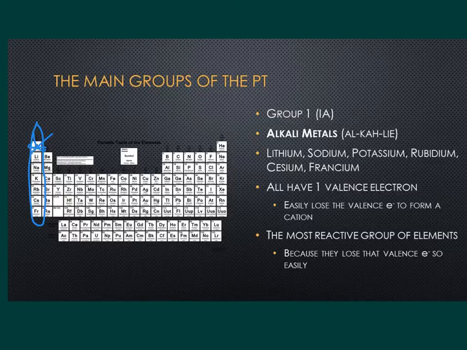Is it easier to go out and gain 7 electrons, or is it easier to just get rid of 1 electron? The answer is it's easier to get rid of 1. So these very easily lose that 1 valence electron. Remember, if you lose an electron, it's backwards world, you're becoming positive, a cation, so they form a 1 plus cation. Because they lose that electron so very easily, these are the most reactive group of elements on the periodic table. That makes them also one of the most fun groups to play with.